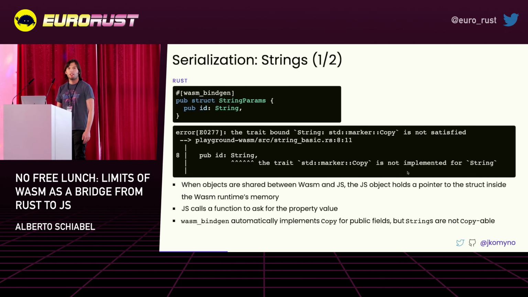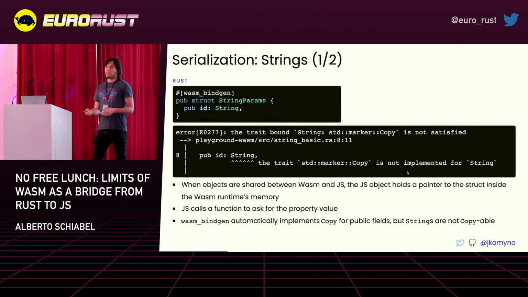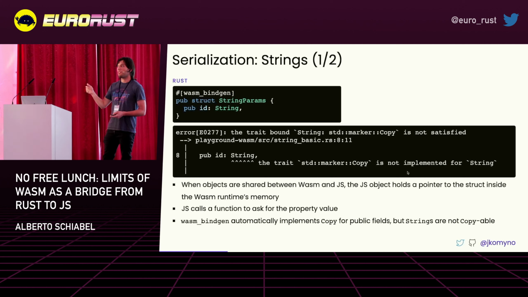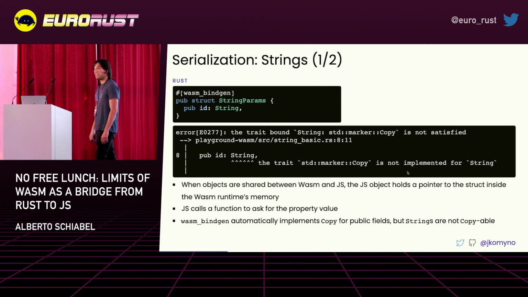Moving on, strings. With strings, we already see the first compilation errors. Why is that? Well, we can read the error message here. It tells us that the trait marker Copy is not implemented for String. What wasm-bindgen does under the hood is trying to apply the Copy trait for all the public fields in the structs that are transpiled via wasm-bindgen. However, you can't really do that with strings, right? Strings in Rust are non-copyable.